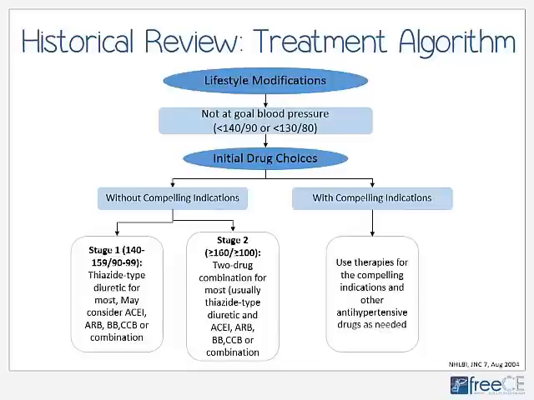If they had no compelling indications, meaning no comorbidities other than hypertension, and their blood pressure was between 140 and 159 systolic or 90 and 99 diastolic, the guideline said pick a thiazide-type diuretic for most. You might consider some other therapies as well. If their blood pressure was higher, meaning greater than 160/100, the guideline suggested 2 drug combinations. And again, if patients had any compelling indication and their blood pressure was not at goal, we used drug therapies based on their compelling indication, as you saw on the previous slide.